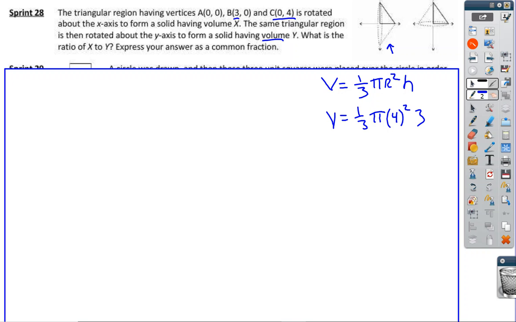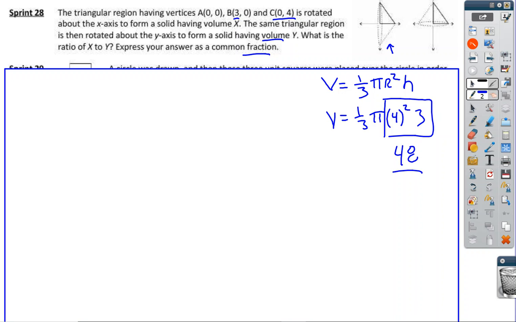And it says express your answer as a common fraction. And I know I don't need to worry about pi, because when I express it as a common fraction, we're going to have a pi in the numerator and a pi in the denominator. Well, it's going to go away pretty quick. Same thing with the 1/3, so I'm going to have a 1/3 in the numerator and a 1/3 in the denominator. So all I really care about is this piece right here. So 4 squared is 16. 16 times 3 is going to be 48.